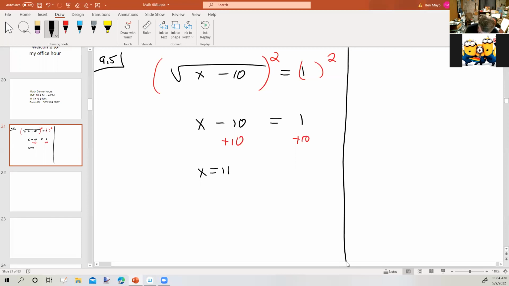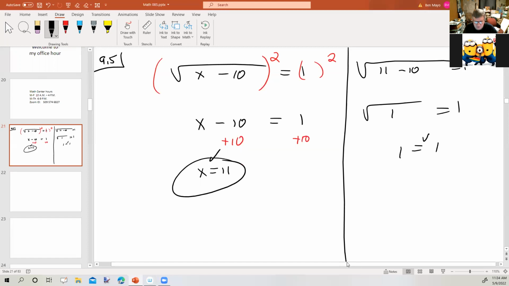All right, so if x is 11, what do we get here? We get the square root of 11 minus 10 equals 1. The square root of 1 equals 1. 1 equals 1, it checks. So this solution is correct, it checks. Any questions about this example?